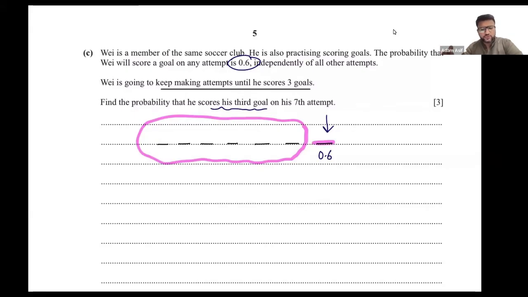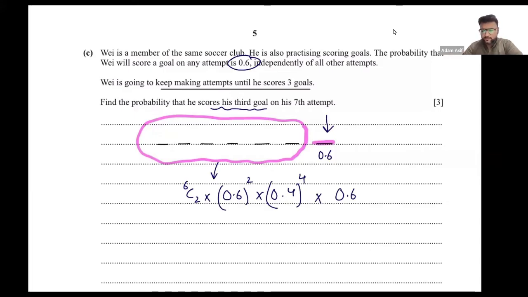So do you agree that this follows a binomial condition, right? We have a fixed number of attempts. These are 6 attempts. Out of these 6, there are going to be 2 successes, 4 failures. So over here we want 2 successes out of 6. The probability of success is 0.6. The probability of failure is 0.4. And for the last goal, it's going to be 0.6.